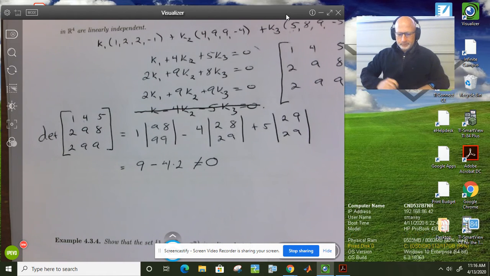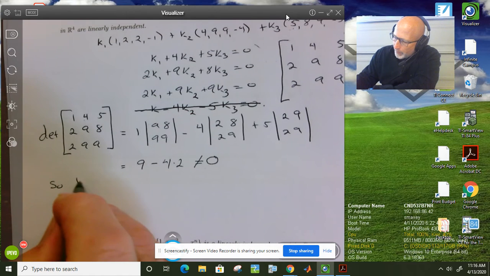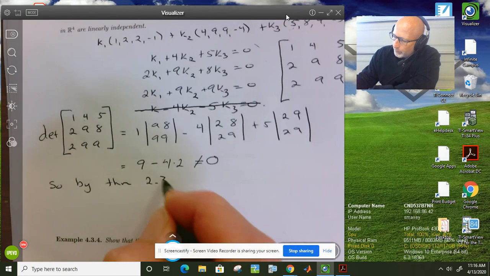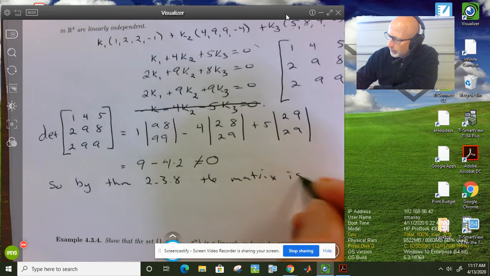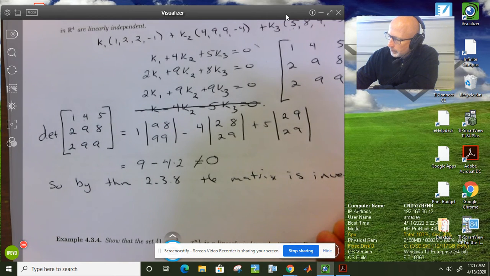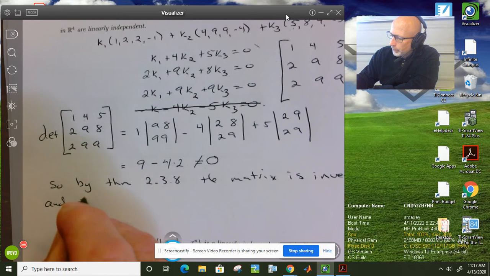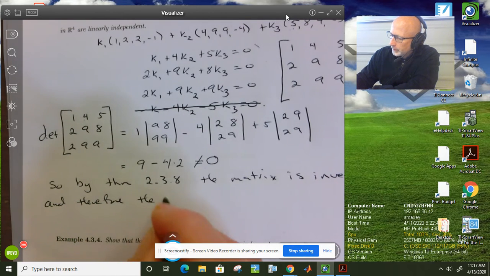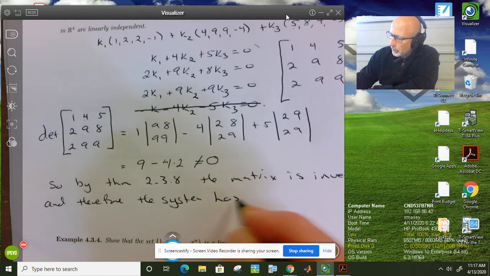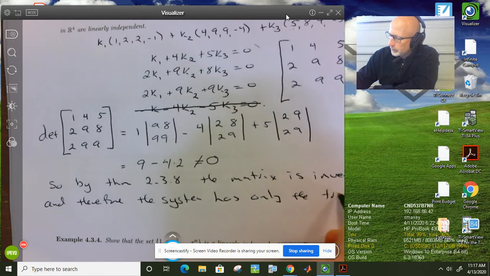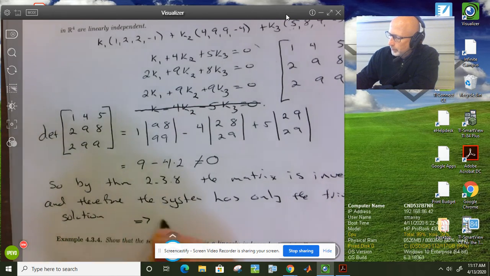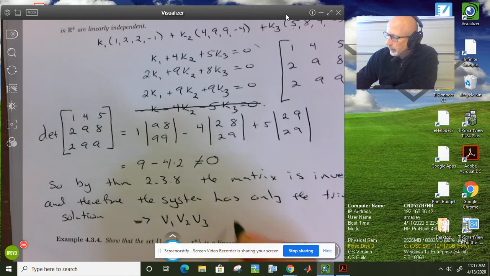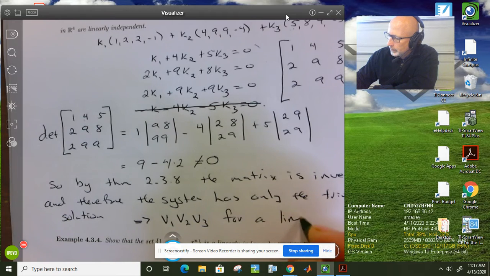So by theorem 2.3.8, the matrix is invertible, and therefore the system has only the trivial solution. Therefore v1, v2, v3 form a linearly independent set.